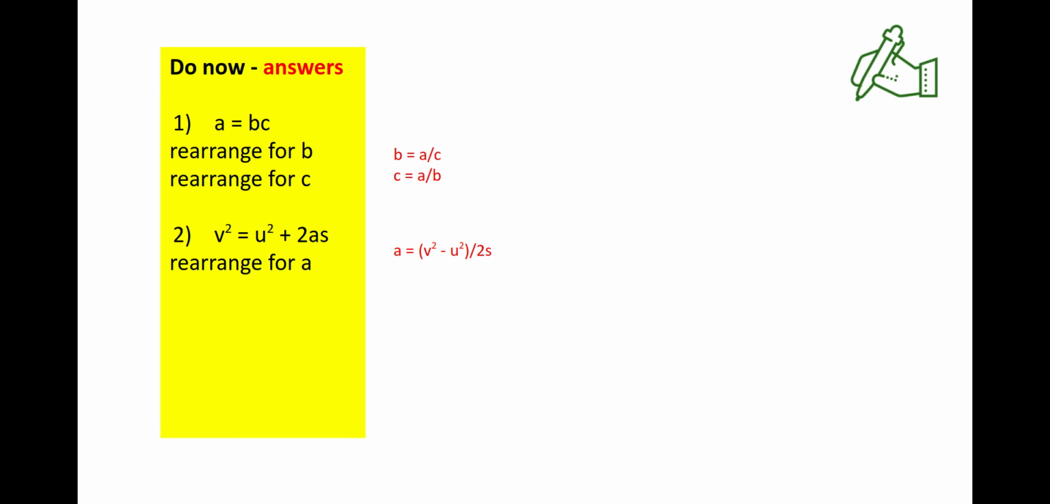Here are your answers. Okay, so for A equals B times C, these are just made up formulas. You've got to rearrange it for B, and you do that by dividing both sides by C. So you end up with B equals A divided by C. To rearrange it for C, you've got to divide both sides by B. So you end up with C is equal to A divided by B.